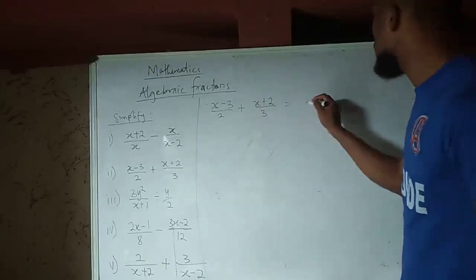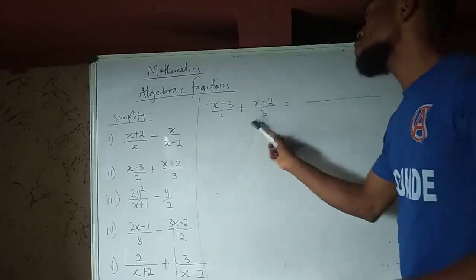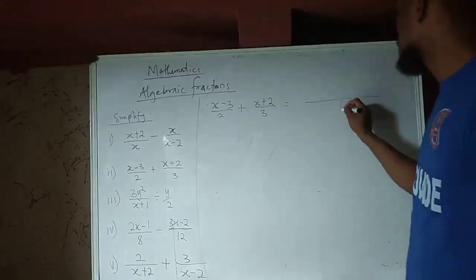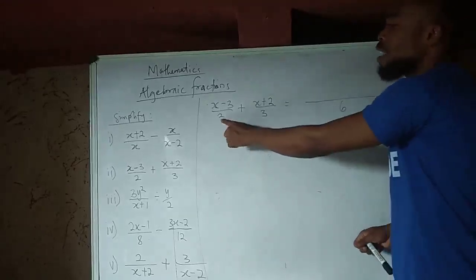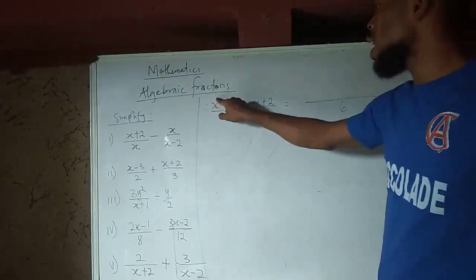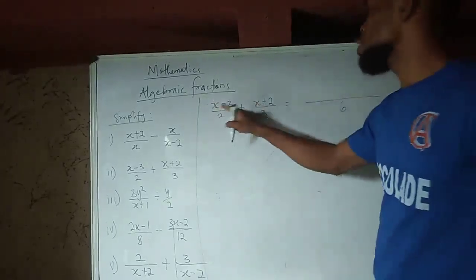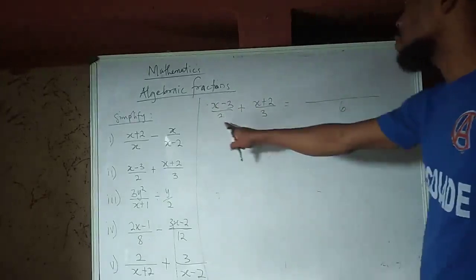So still on our same principle of taking LCM, nothing changes. The LCM of 2 and 3 is simply 6, right? So 6 is going to divide 2. 6 divided by 2 gives us 3. 3 multiplies the numerator, and we are going to get this. Now watch what I'm going to do. 6 divided by 2 is 3.